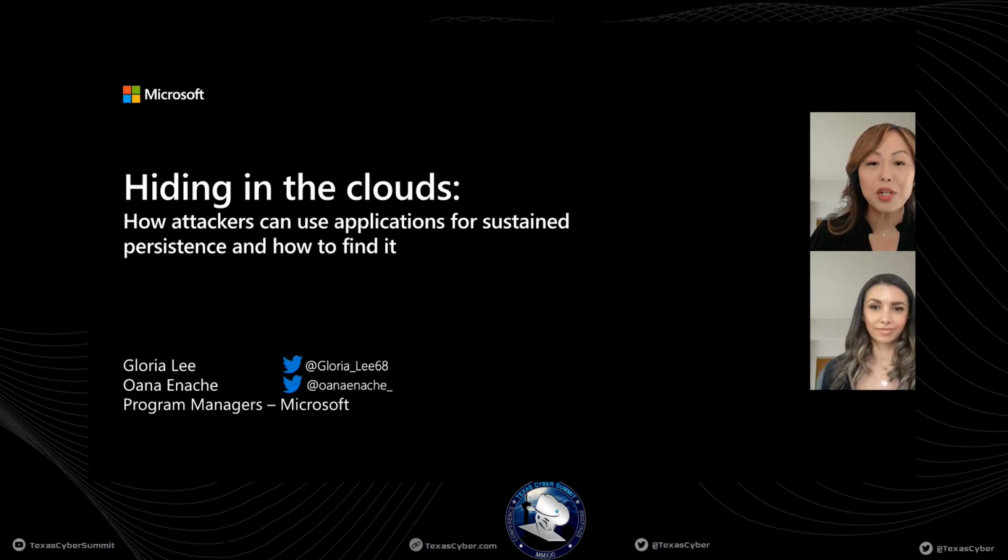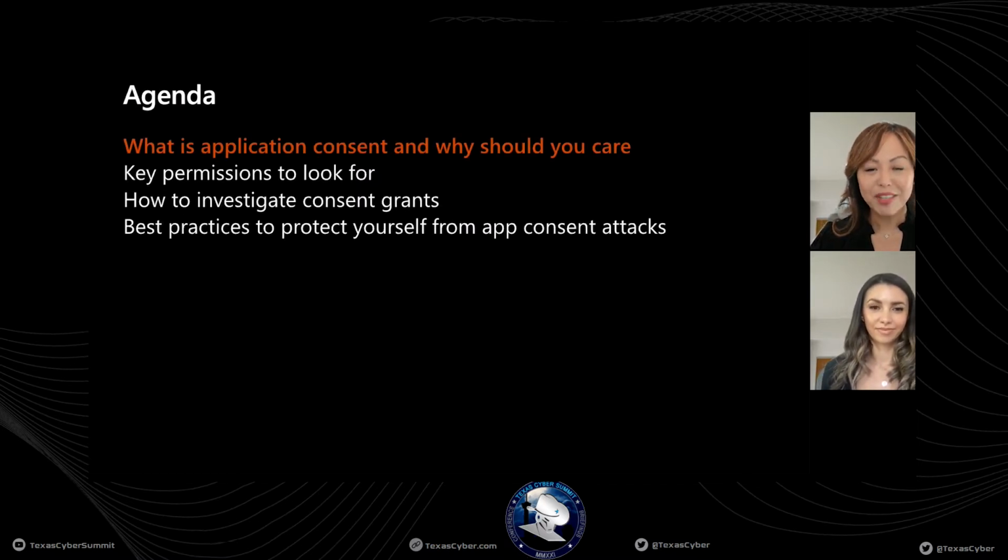So let's take a look at the agenda slide. What we're going to first cover here is what is application consent and why should you care about it, if you aren't already. I'm going to talk about some of those key permissions you should be looking for, and Oana is going to find some of the stuff in your environment with you during the demo. And then lastly, we're going to cover some best practices and things that you can go do. So there's a lot of fun stuff in this talk. We're going to make the slides available at the very end. Hopefully we have lots of good things you can go back and do in your environment to protect yourself.